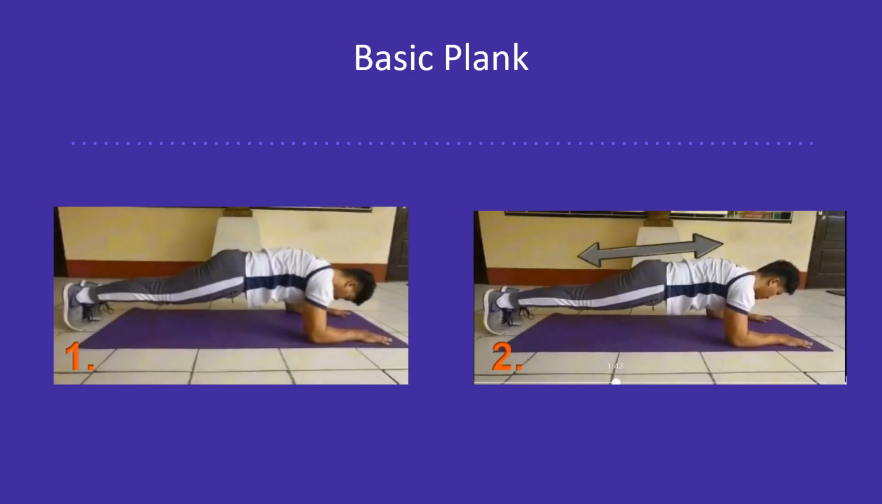So this is an example picture of basic plank. So number 1, ganyan ang assume ng ating first position. And number 2, ito naman ang dapat na position natin. From toe to head, dapat makakreate tayo ng straight line sa likod natin at yung core muscle natin are intact.